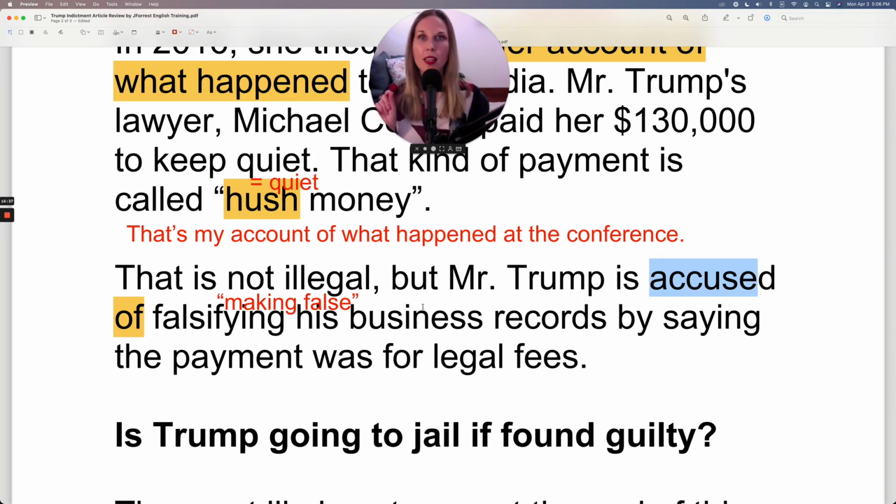So it is illegal to say on your taxes that you paid this money for legal fees when in fact it was for something totally different, because he might be taxed differently for legal fees. So he could probably deduct that from his income, which means he probably didn't pay taxes on this $130,000, which is probably the issue. This is the illegal part of it, that he's trying to avoid paying taxes by saying it was a legal fee when it wasn't a legal fee. It was hush money, right?